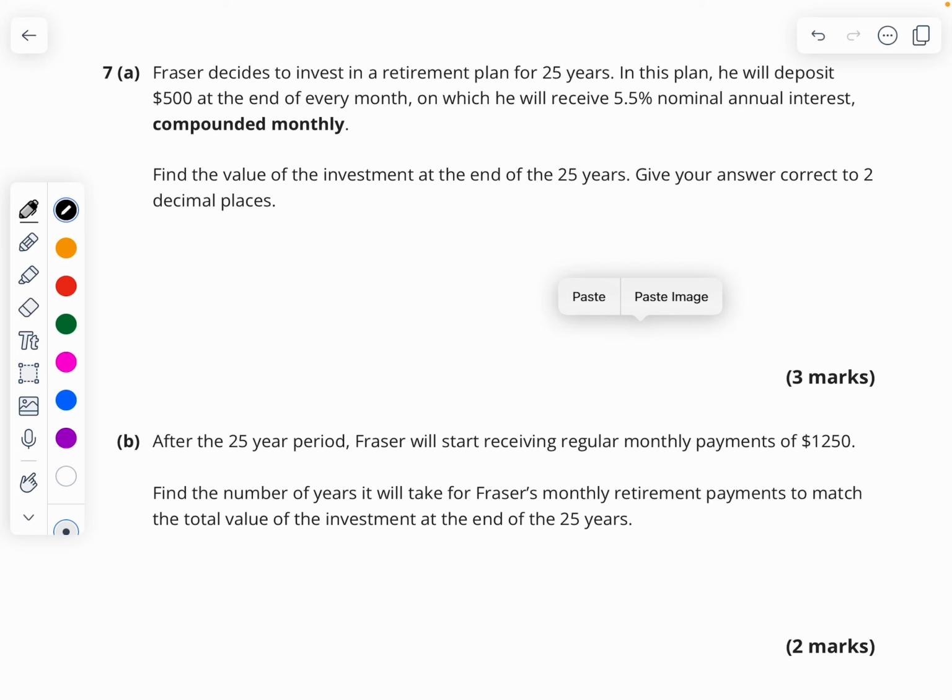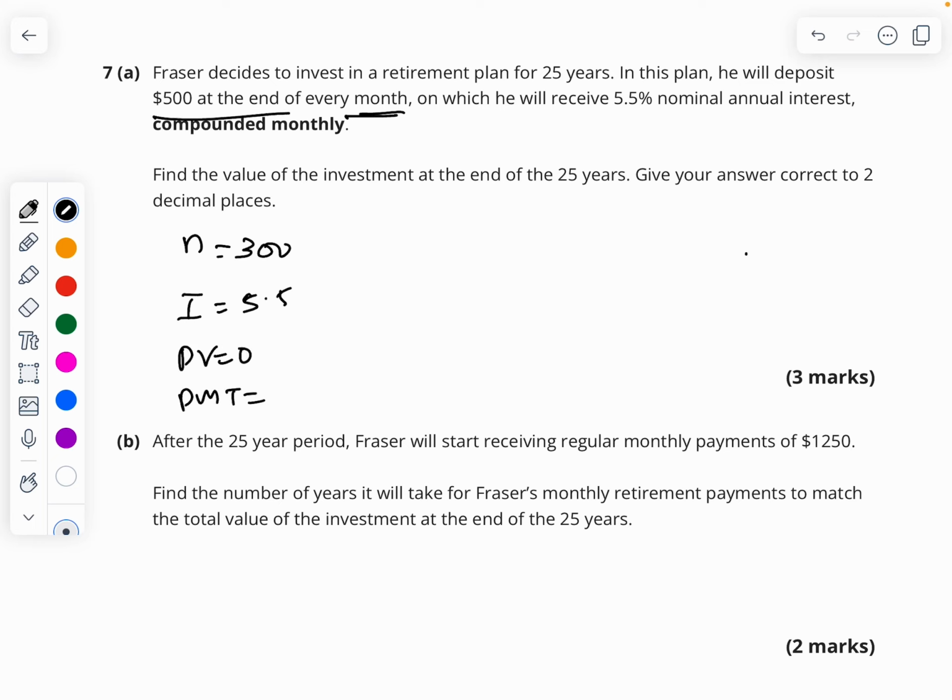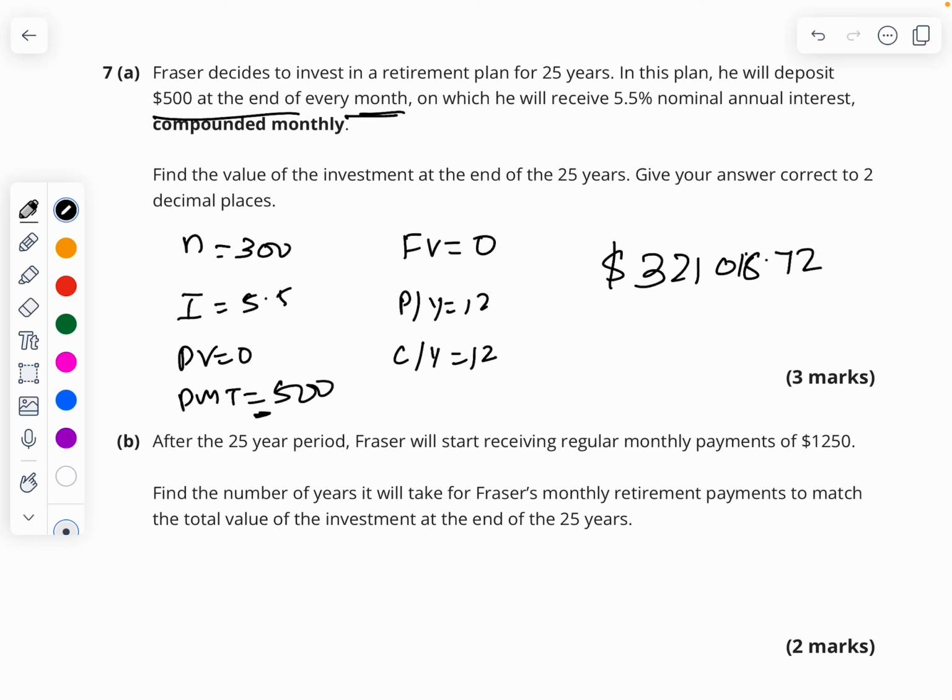Question number 7. Fraser decides to invest in a retirement plan for 25 years. So N is 25 times 12 because it is monthly, which is 300. The interest rate is 5.5%, the principal value is 0, and PMT is minus 500, since he is depositing 500 at the end of every month. Then we calculate the final value, with P upon Y and C upon Y both 12. Calculate that and you should get 321,018.72.